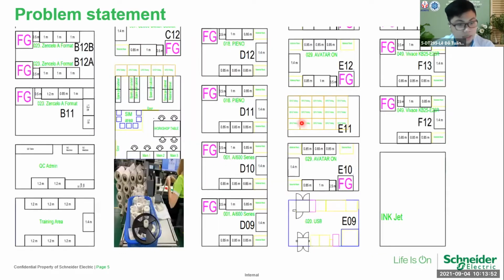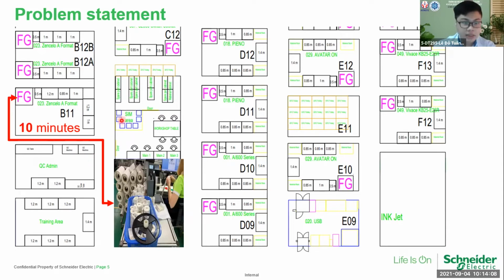The average time for a worker to move from the production line to the label printing station is 10 minutes. And this 10 minutes is non-value time. The company's target is to reduce non-value time by more than 50%.